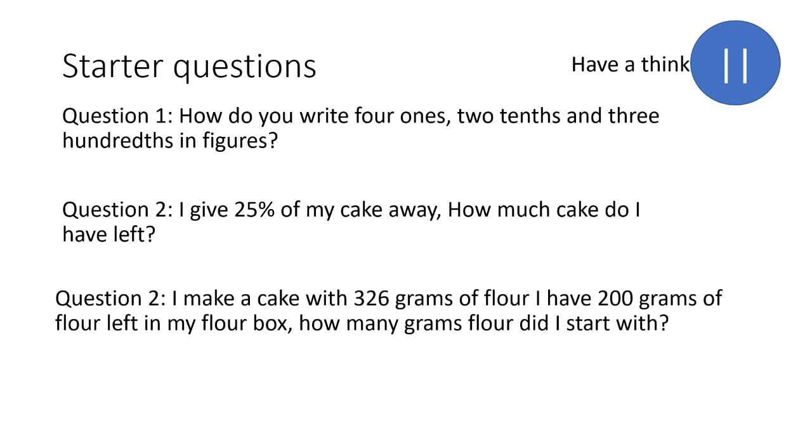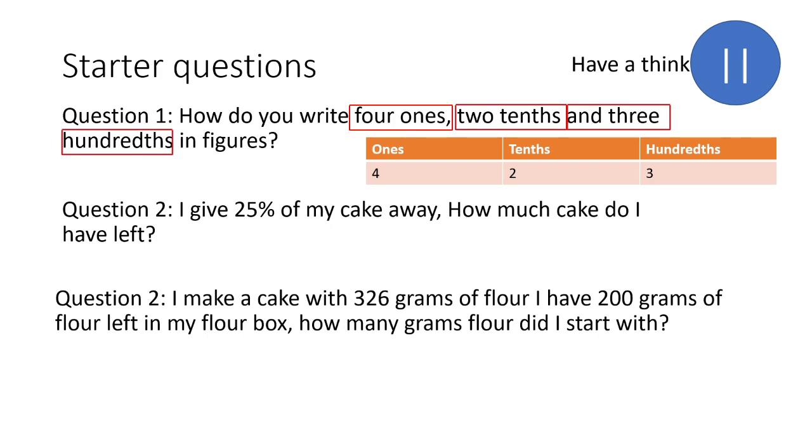Okay, so let's go through the task understanding parts and the answers for the questions. So question 1. Hopefully you noticed that it was 4 ones and then it had 2 tenths and 3 hundredths. If you put this into a place value chart, it will look like this. There is one thing when working with decimals: in between the ones and the tenths column, you want to put a decimal point. So the answer would be 4.23.